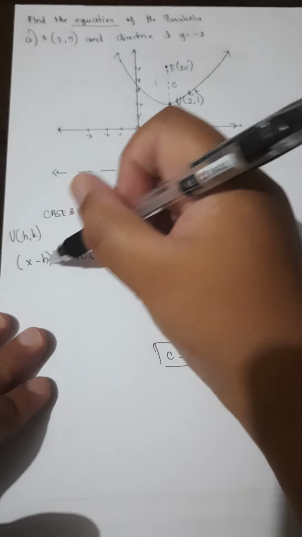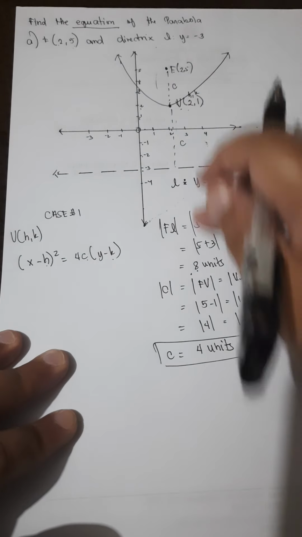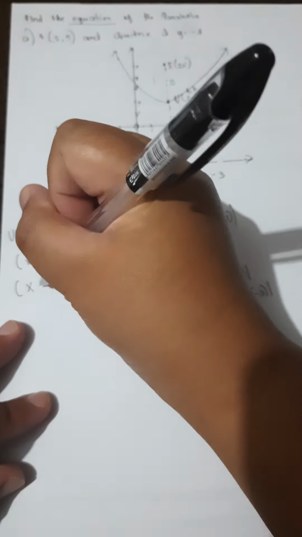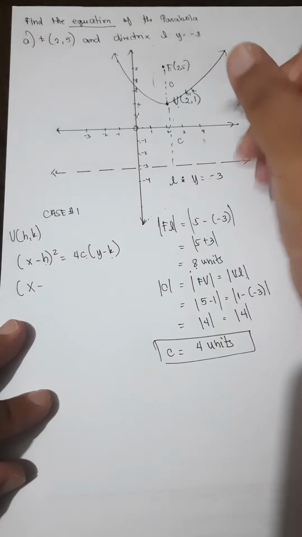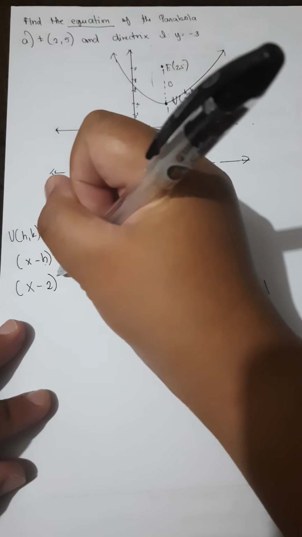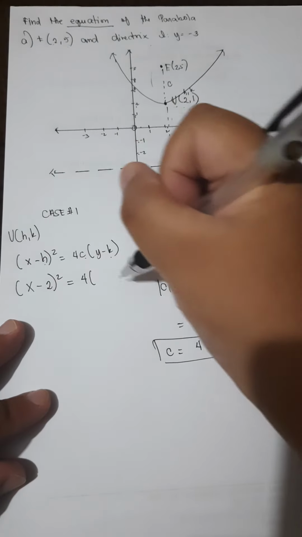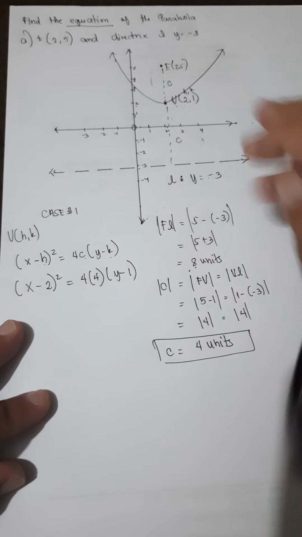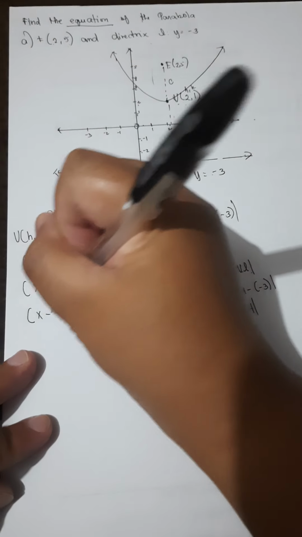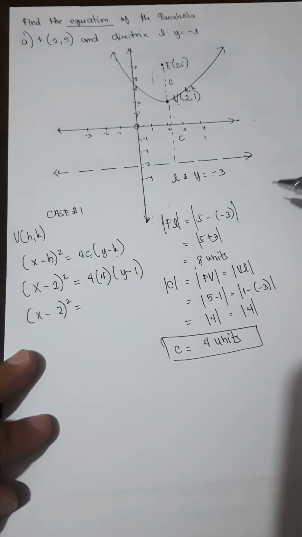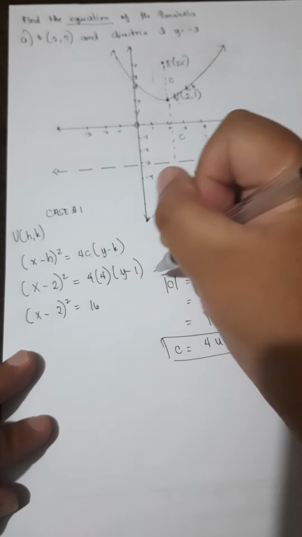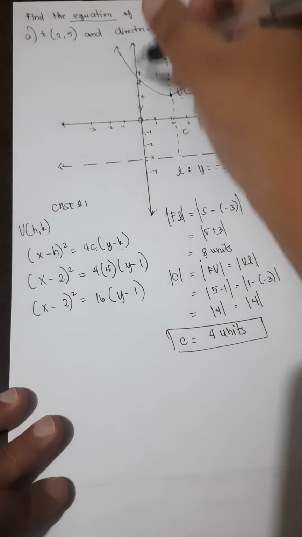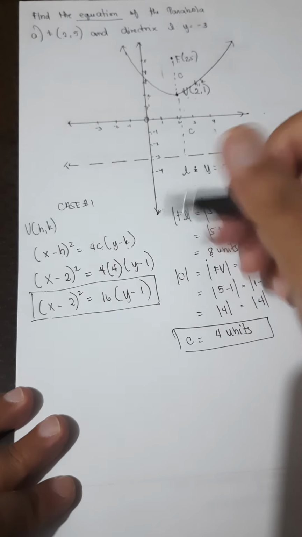Now, next thing that you have to do is to just substitute it. So, kung ano yung value ng h, k at saka yung c, since meron naman na, so you can now continue doing the equation. So, x minus your h is 2, squared, is equal to 4. Ang c natin is 4. And then quantity of y minus yung k is equal to 1. So we have now (x minus 2) squared equals 4 times 4, that is 16, quantity of (y minus 1). Okay, so there you have it. This is now the equation of the parabola.